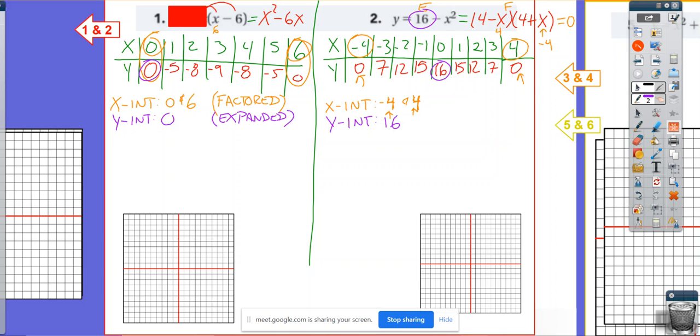Now, here's the thing. I'm going to go off on a little tangent, but not a big tangent. A little tangent. So if I have an equation, let's say I have y is equal to x squared plus 4x, I don't know, minus 12.